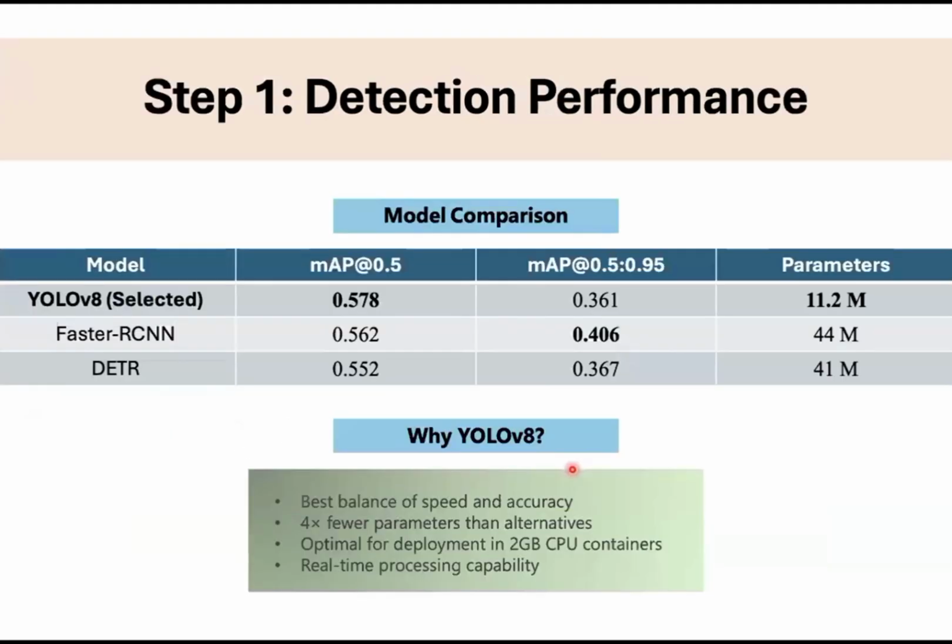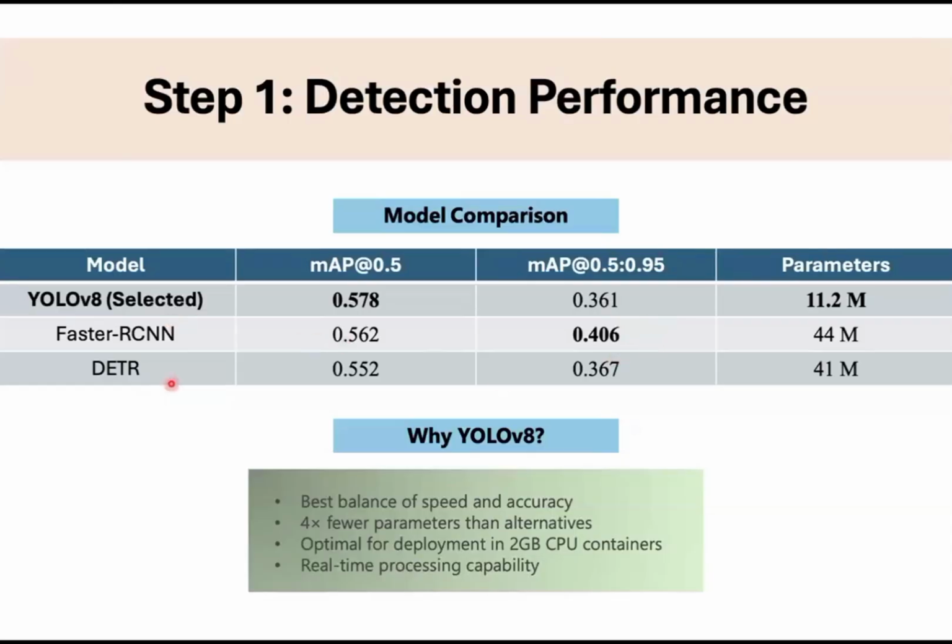So moving forward, here are some of the experimental results that we have for comparison in step one, mostly with the detection performance. We actually trained three different models, YOLOv8, Faster R-CNN, and detection transformers for this task. As we can see in this table, for the mean average precision across all the classes at the intersection over union threshold of 0.5, YOLOv8 performed the best, although for the threshold of 0.5 to 0.95, Faster R-CNN was the best.